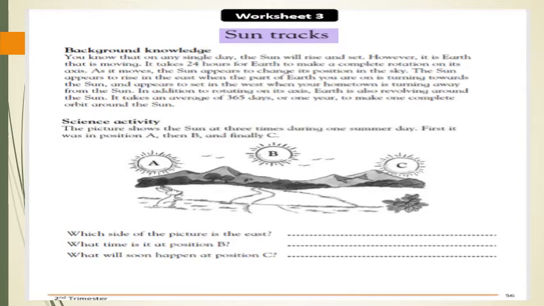In addition to rotation on its axis, Earth is also revolving around the sun. It takes an average of 365 days or 1 year to make one complete orbit around the sun.